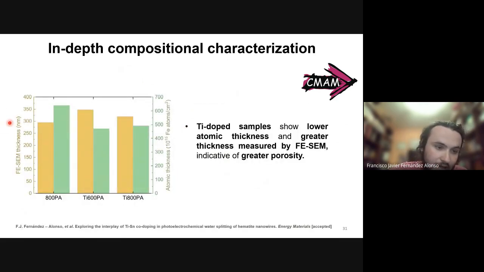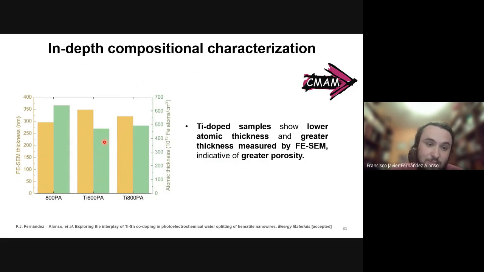Also, by scanning electron microscopy in cross-section, we can estimate the physical thickness, the nanometric thickness of the photoanodes. And by XPS, we can estimate the atomic thickness of the photoanodes. We see how the samples that are doped with titanium present a higher nanometric thickness. However, by XPS, we see that these samples present a lower atomic thickness.